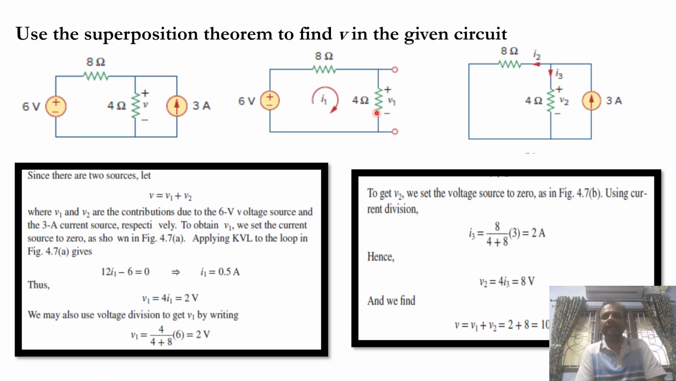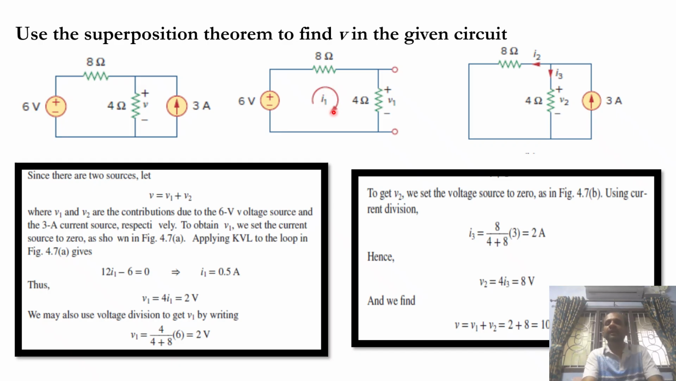Ohm's law states that current is equal to voltage by resistance, or voltage is equal to current into resistance. V is equal to IR. So 6 divided by 12. 8 plus 4 is 12. 6 by 12 is 0.5. 0.5 ampere current flows in this loop. So I1 you can see here, that is 0.5.